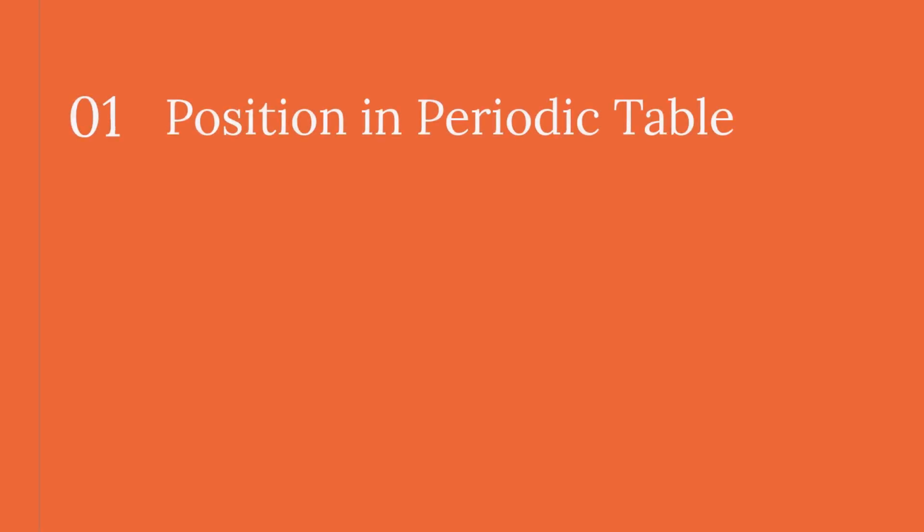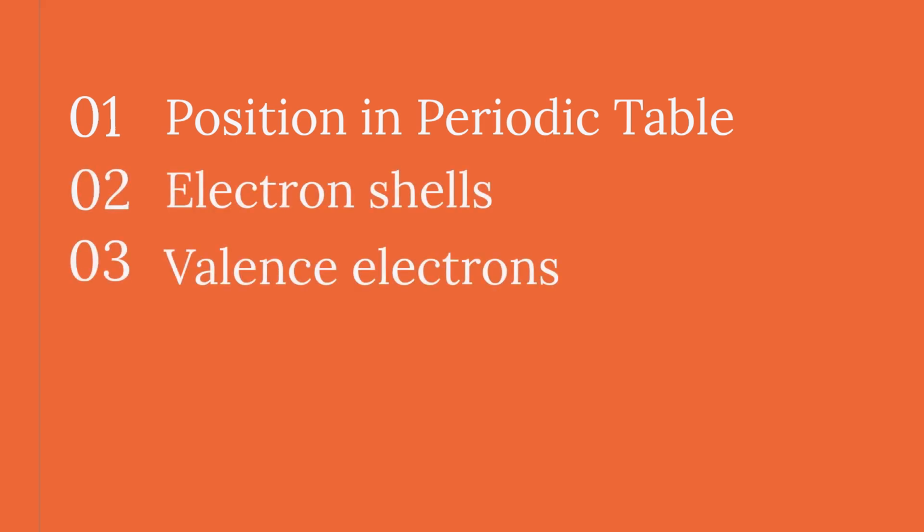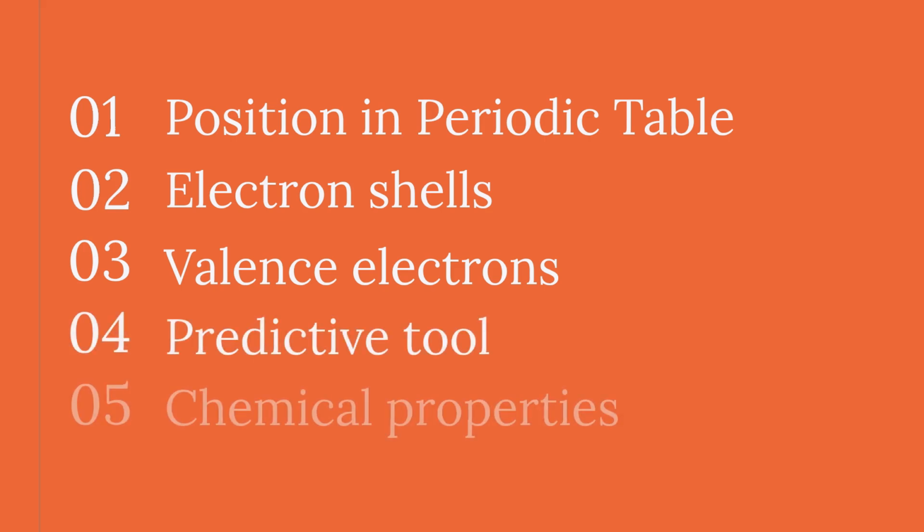An element's position in the periodic table relates to protons, electron shells, and valence electrons. This structure helps predict behavior and bonding. Scientists use this information to understand reactions. Atomic structure is key to chemical properties. The periodic table is a predictive tool.